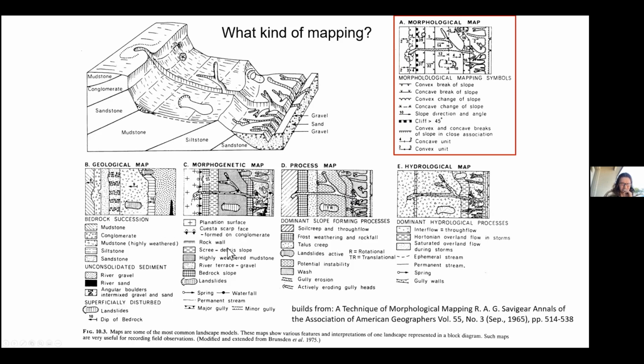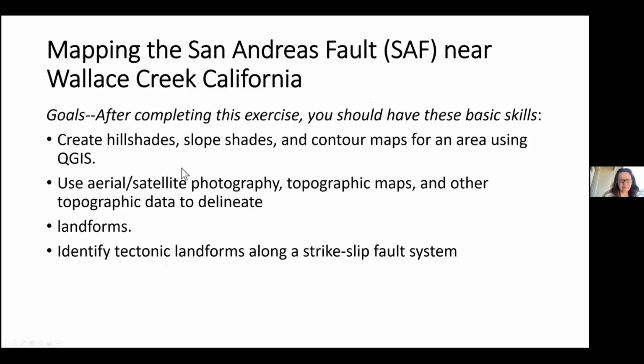Some of these other ones are a little bit more like the morphogenetic map is how did this landscape get to be the way it is. So it's kind of a genetic, meaning how it formed. But a lot of interpretation there. Process map, here's what processes are operating over this surface. And so TR is like a transitional landslide. And hydrologic is kind of what's the water doing. So it's always the first question you want to ask, what kind of mapping? And so let's start with a morphological map.